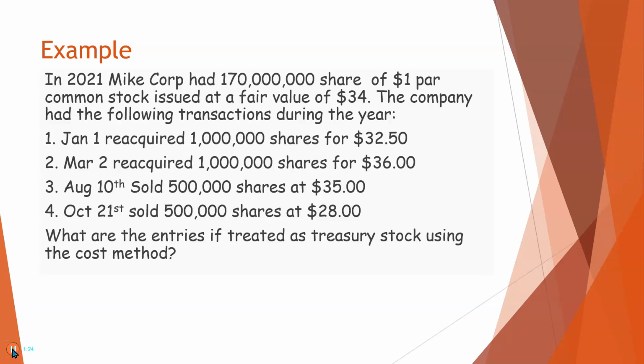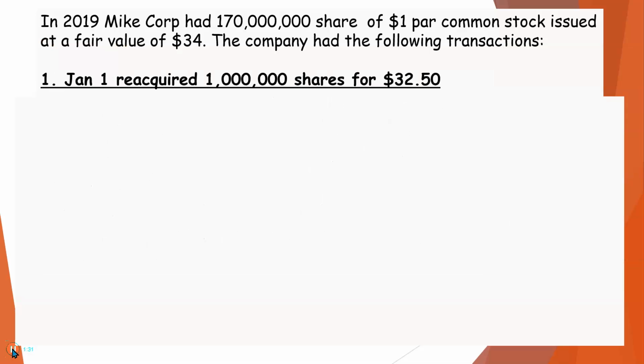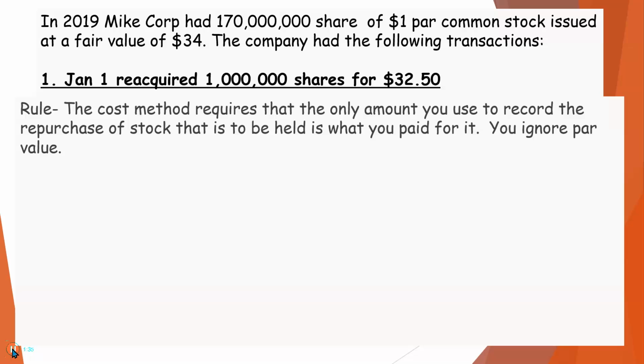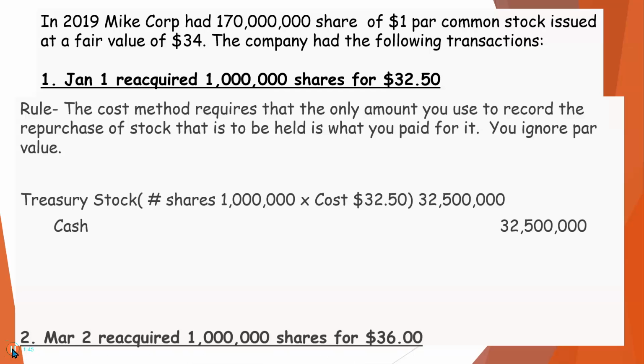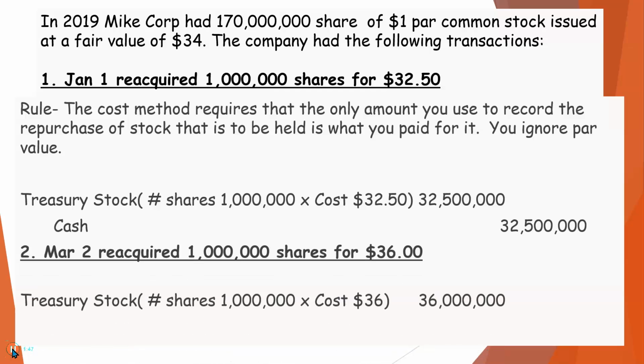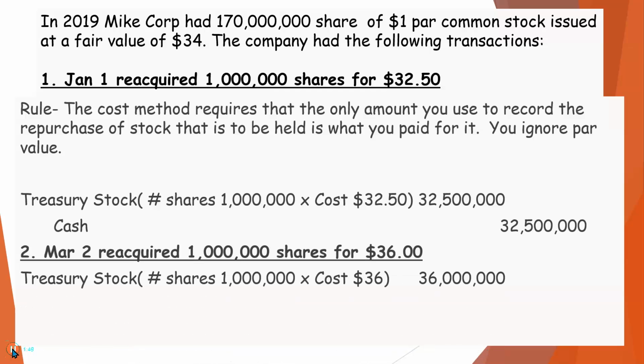So let's take a look at how we record this under the old method of how we treated Treasury stock using the cost method. Well, when we reacquired the stock, the rule is you ignore par value. So you're going to debit Treasury stock times what you paid for it, and then you're going to credit cash. Now the other entry would be the same. You take the Treasury stock, number of shares times $36, and cash.